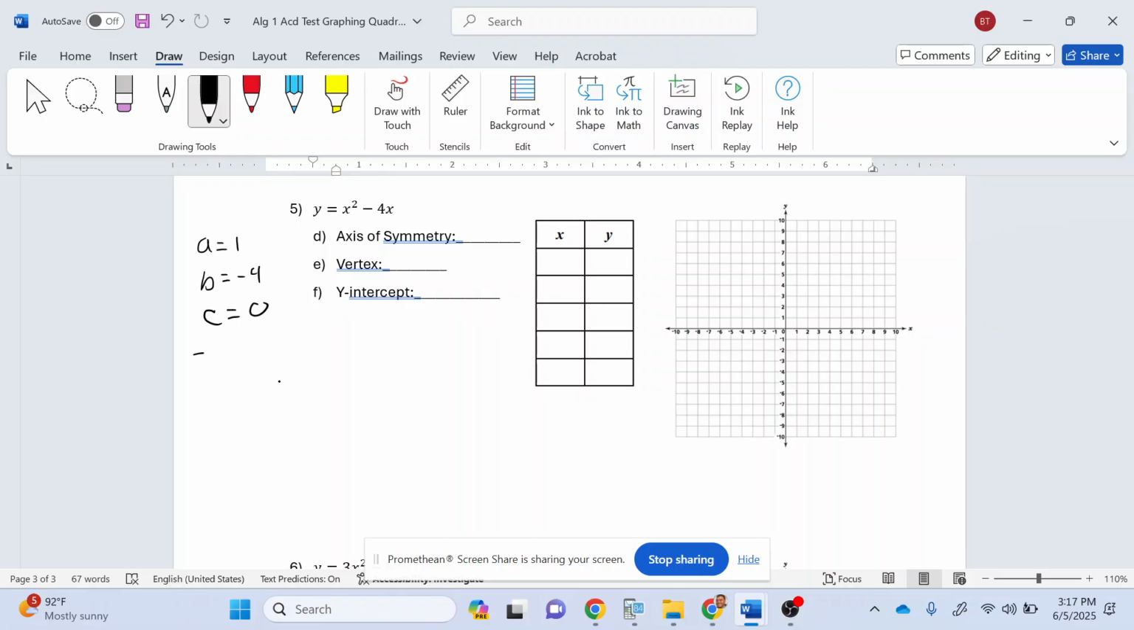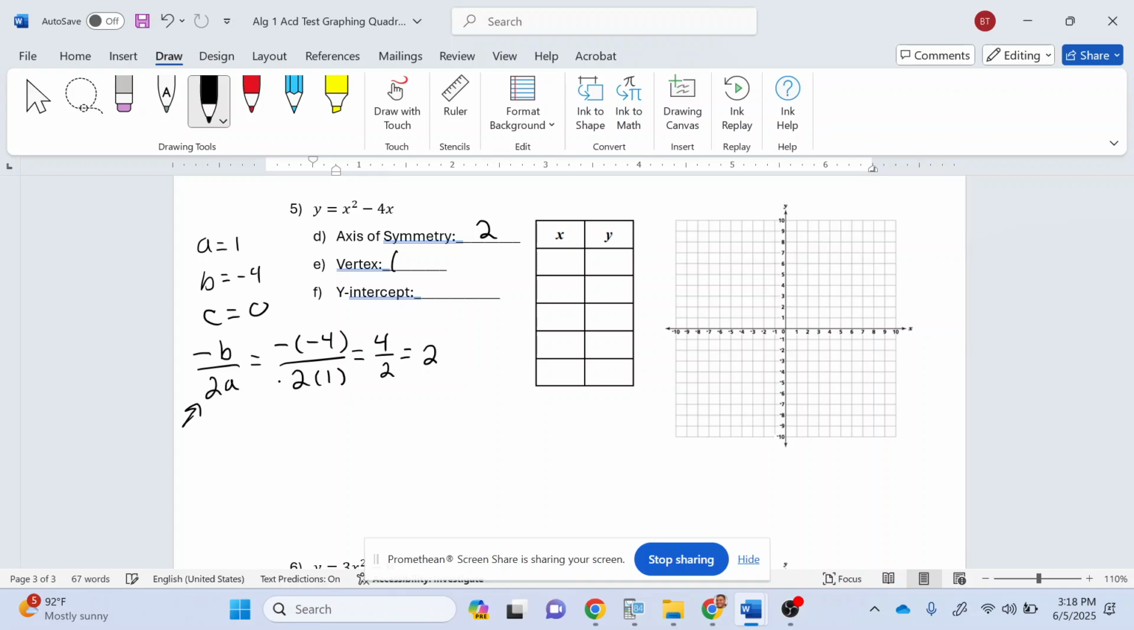So we're going to still do the same steps, negative b over 2a. So negative 4 over 2 times 1. Double negative makes it positive, so 4 over 2, which makes it 2. So my axis of symmetry is 2.